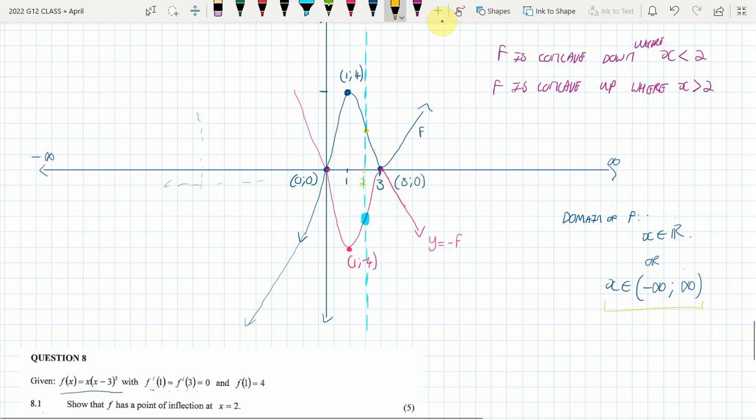Now, what about the reflection? The reflection is y. So y is concave down whenever f is concave up, and vice versa. Whenever f is concave up, the reflection of f, y, will be concave down. Does the graph illustrate that clearly?